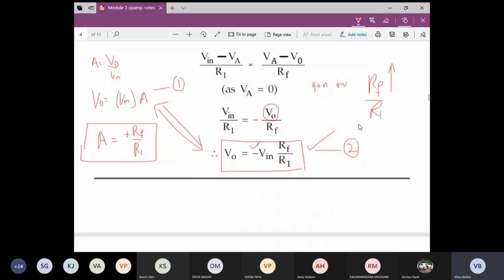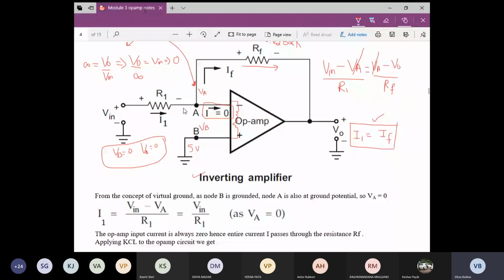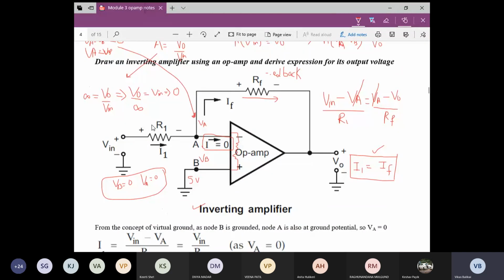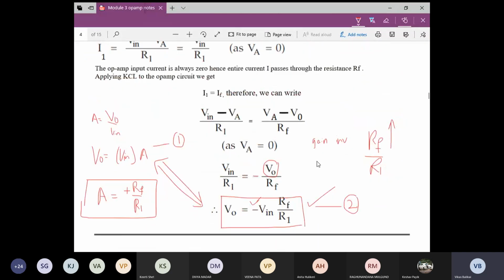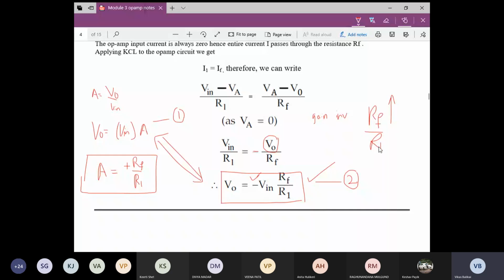So henceforth, if you want to play with the op-amp gain, and that too in the inverting configuration, you can play around with this RF and R1. More the RF, gain will be large. Lesser the RF, gain will be lesser. Athwa more the R1, lesser the gain. Anything is fine, you can just play around with that.